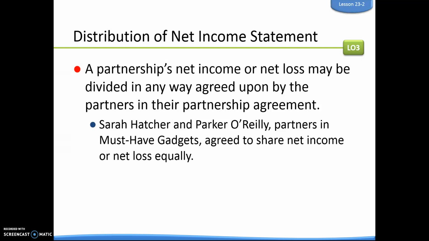So, the partnership's net income or net loss can be divided any way that is agreed upon by the partners in their partnership agreement. It's one of the reasons why having a partnership agreement, which we learned in the last lesson, is so important. That way, there aren't any squabbles or arguments over who gets how much. Now, in this example, Sarah Hatcher and Parker O'Reilly with the Must Have Gadgets partnership have agreed to share their net income or net loss equally.